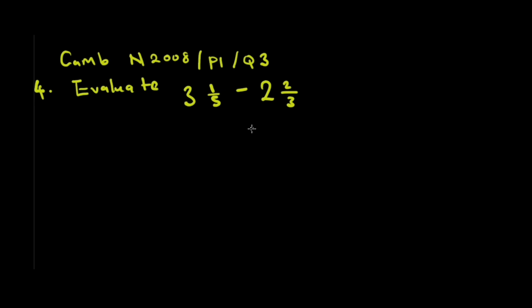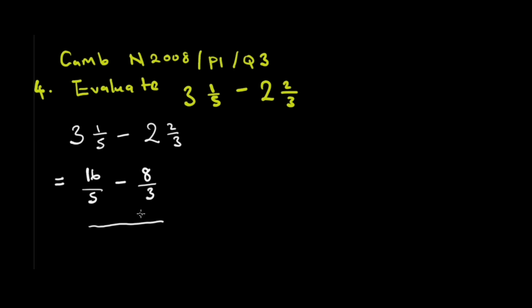Evaluate 3 and 1 over 5 minus 2 and 2/3. Saka it's 3 and 1 over 5 subtracting 2 and 2/3. This is going to be equal to, converting to improper fractions, 5 times 3 is 15 plus 1 becomes 16. So it's 16 over 5 minus 3 times 2 is 6 plus 2 becomes 8. So it's 8 over 3. Then we have our common denominator.